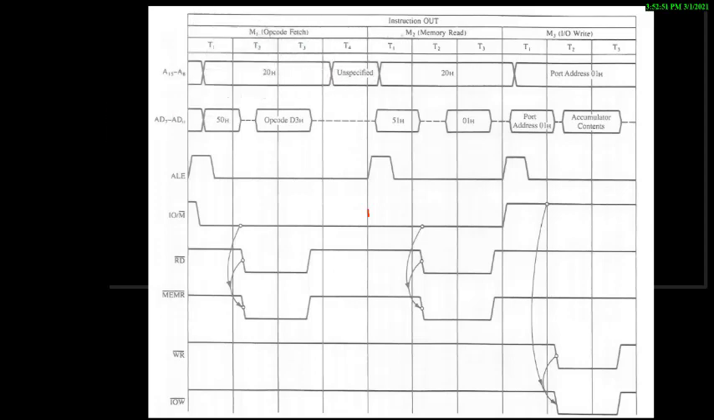Then we have the second machine cycle, which is the memory read. Here the operand is stored at 2051. So again ALE goes high, showing that this is acting as an address bus, and again this signal becomes low, and memory read also becomes low. This particular port address is read by the microprocessor, because this 01 is the port address of that particular peripheral from which data has to be read. So this consists of 3 T states, and the second machine cycle completes.